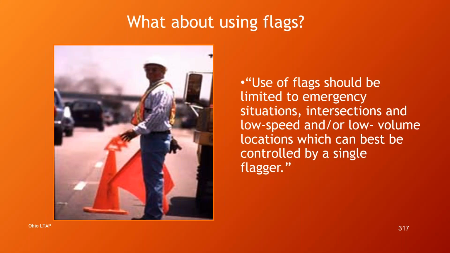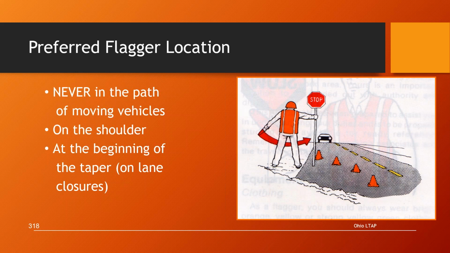How about the use of flags? Well, the manual tells us that the use of flags should be limited to emergency situations, intersections, and low speed and/or low volume locations, which can best be controlled by a single flagger. So we don't want you using flags all the time, just in these situations. And so there's the preferred flagger location on the shoulder of the road at the beginning of the cone taper.